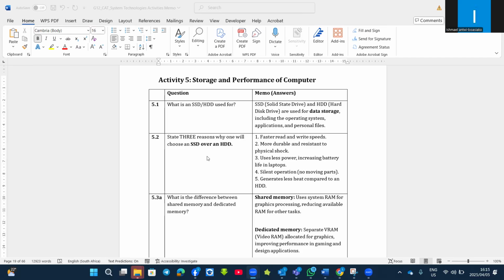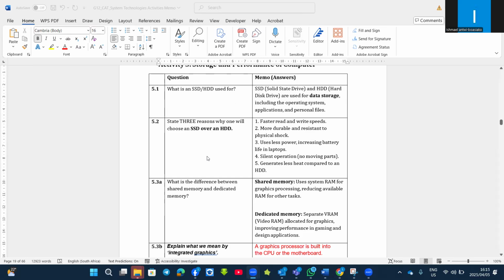Now 5.2, state 3 reasons why one will choose SSD over HDD. Like I said, solid state drive is a modern internal storage of a computer, which is replacing HDD, hard disk drive. Now, the solid state drive works the way a memory card works. They use an electronic way of keeping the data.